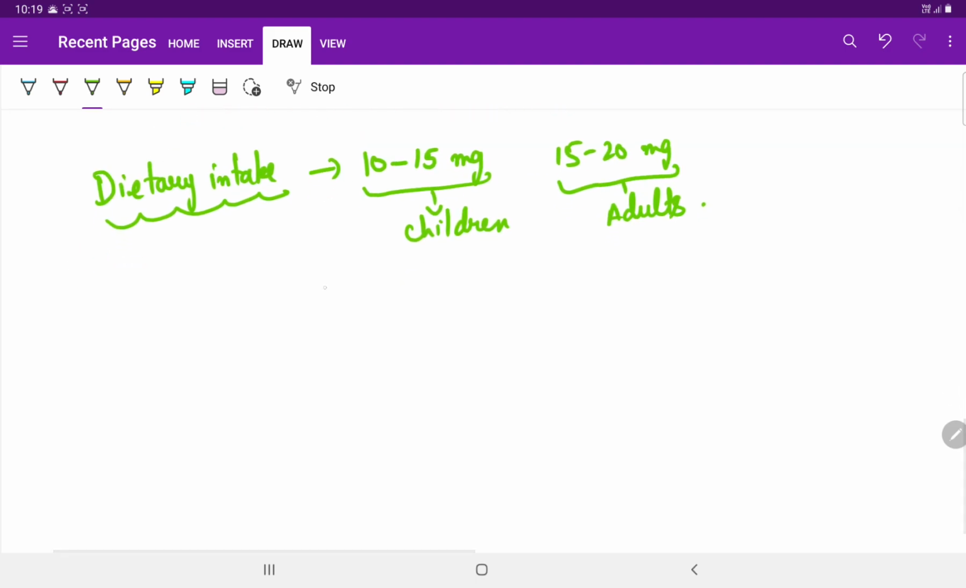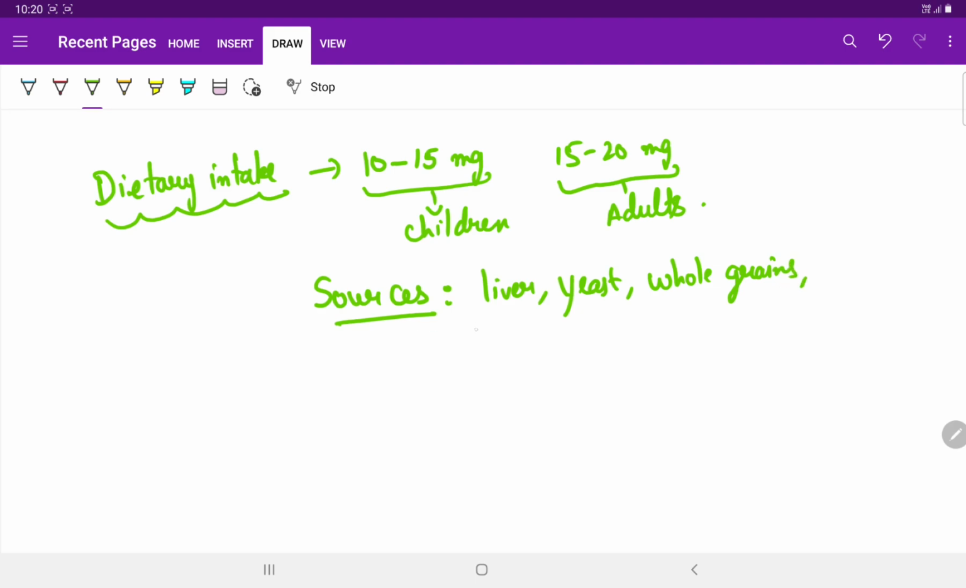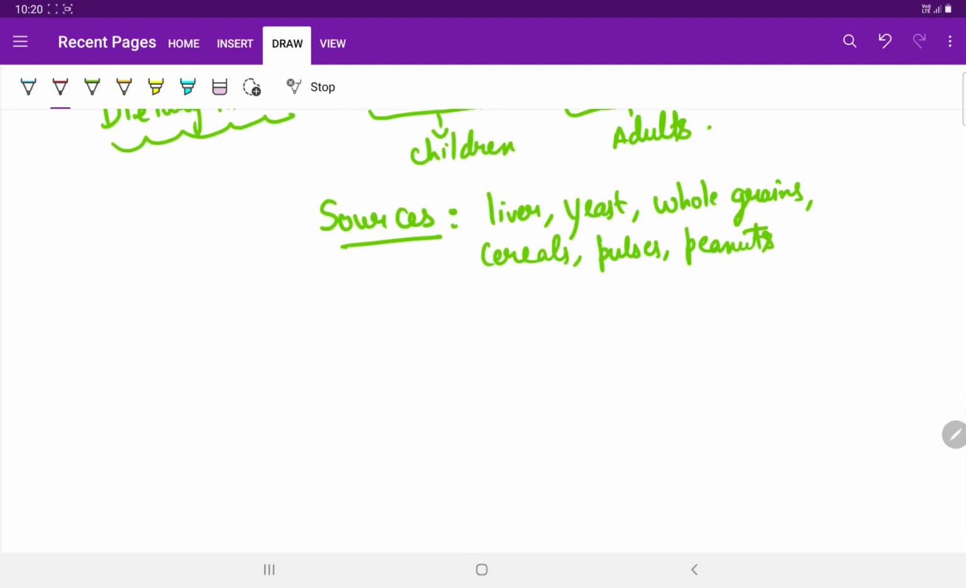The dietary sources are liver, yeast, whole grains, cereals, pulses, peanuts. So these are all the rich source of niacin. Now the deficiency of niacin may lead to pellagra.